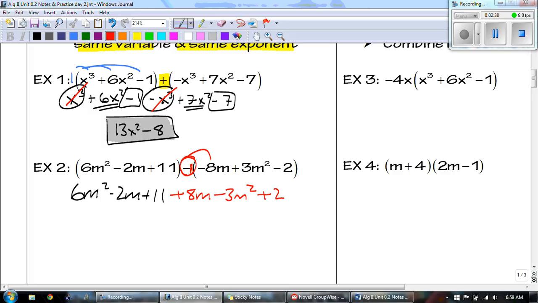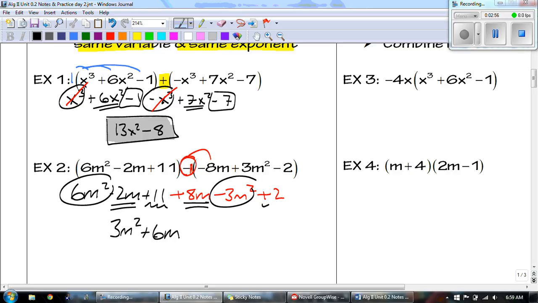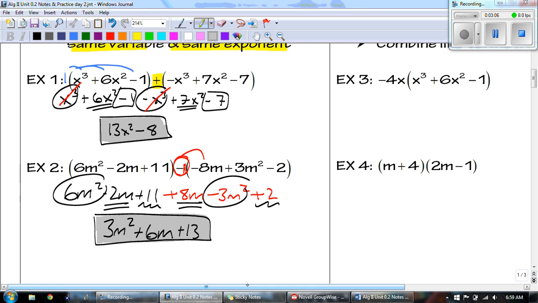But now that we've done that, we're combining like terms. The 6m squared with the negative 3m squared gives me 3m squared. The negative 2 plus 8 gives me a plus 6m. And then we have the 11 plus 2, which is 13. Okay, so that's a review of what we did yesterday.